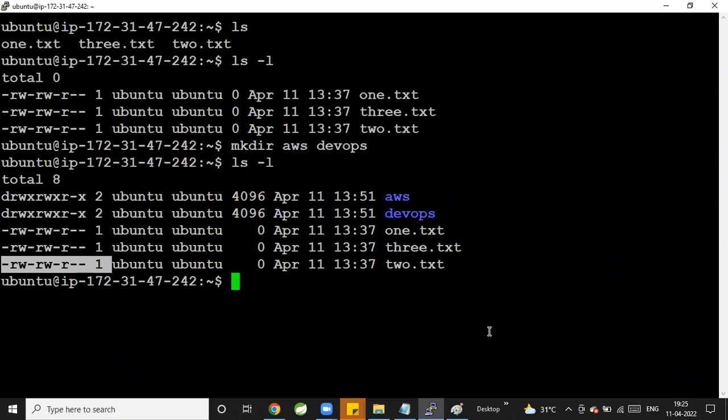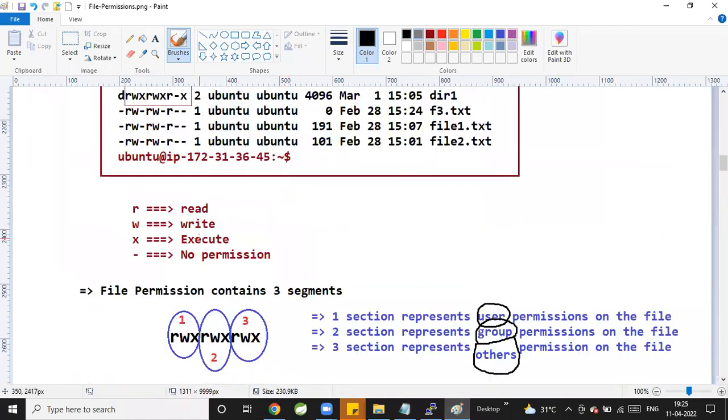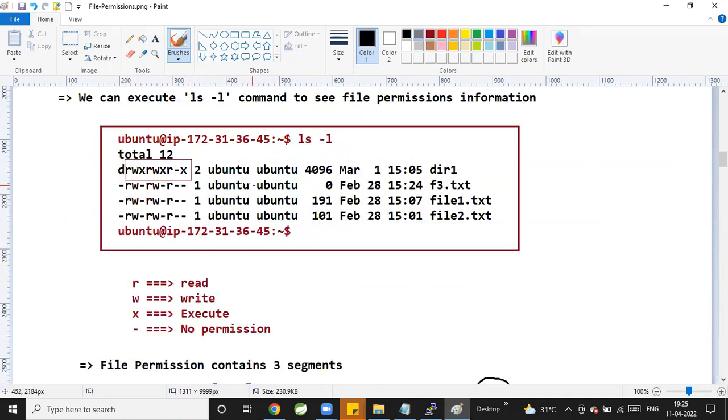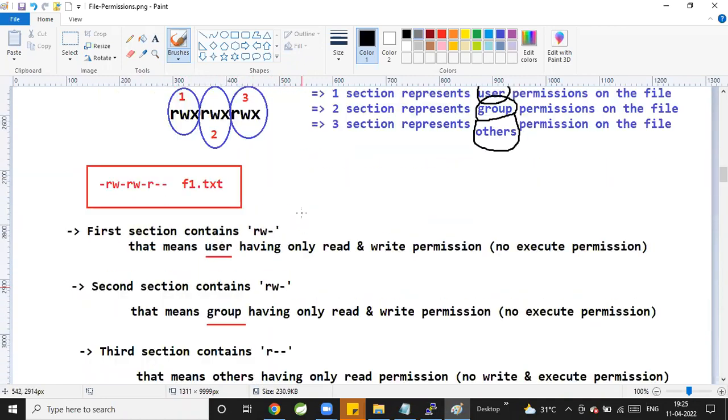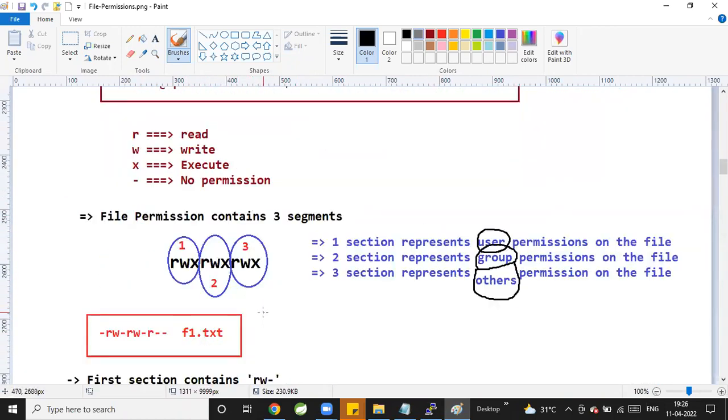File permission characters are three. R means read permission. W means write permission. X means execute permission. If there is a hyphen, that means no permission. Now every file permission has three segments. The first one represents user permission, the second one represents group permission, the third one represents others permission: user, group, and others.